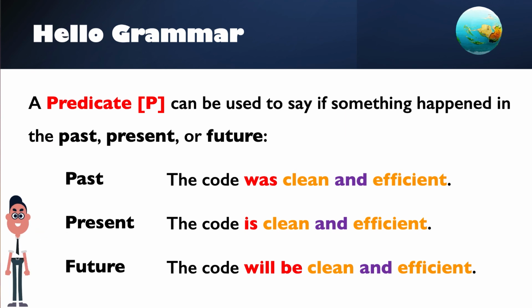A predicate can be used to say if something happened in the past, present, or future. So past, the code was clean and efficient. Present, the code is clean and efficient. Future, the code will be clean and efficient.